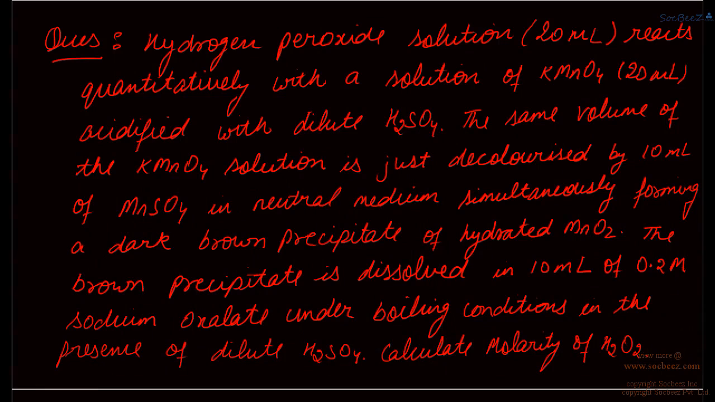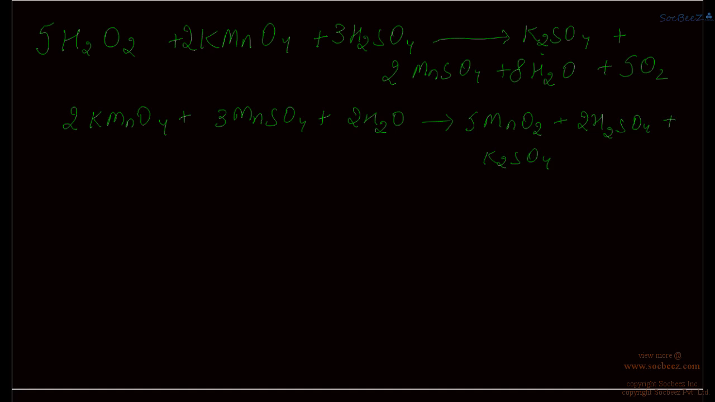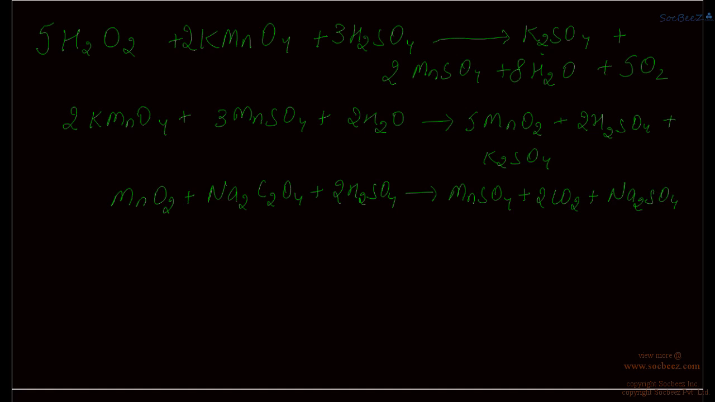In the second reaction, the same volume of KMnO4 reacts with MnSO4. So the second reaction will look like this: 2KMnO4 plus 3MnSO4 plus 2H2O gives 5MnO2 plus 2H2SO4 plus K2SO4. This is the second reaction, and there is another reaction taking place in this question. Another reaction is like this: MnO2 plus sodium oxalate Na2C2O4 plus 2H2SO4 giving us MnSO4 plus 2CO2 plus Na2SO4 plus 2H2O. So this is what is happening in this whole question.